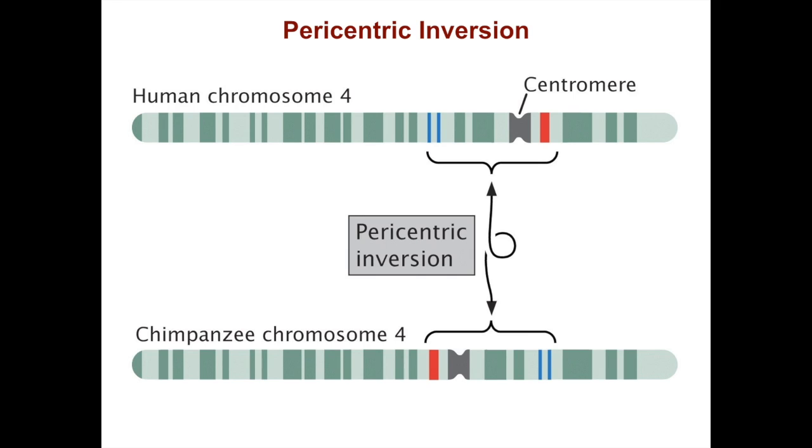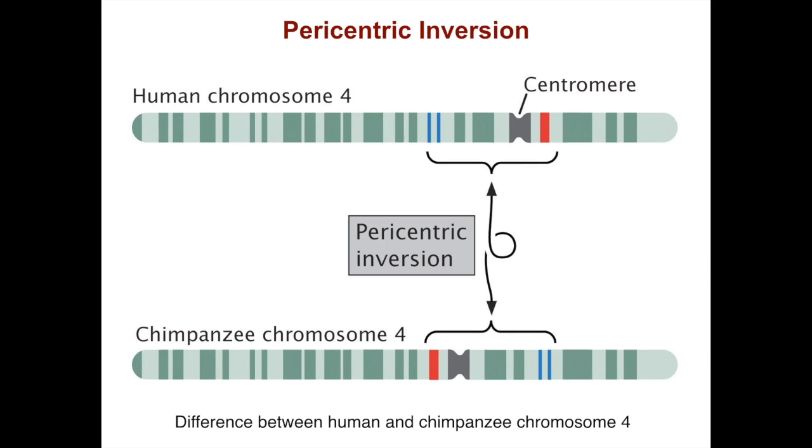Pericentric inversions can also occur. And in this case, we're looking at a pericentric inversion when you compare human chromosome 4 and chimpanzee chromosome 4. You can see that there has been a pericentric inversion around the centromere that causes a difference between human and chimpanzee chromosome 4.